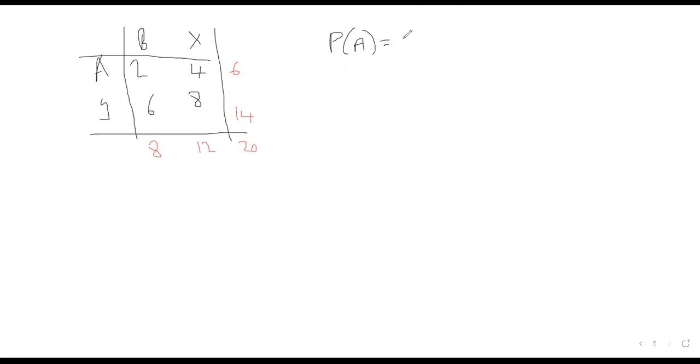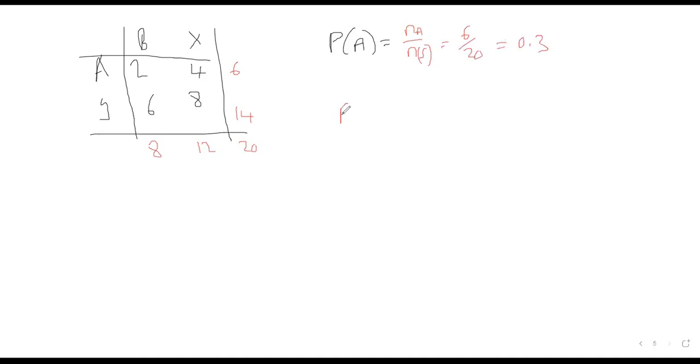So the probability of A is the number of elements in A over the total sample space. So how many do we have? A is 6 out of the total, which is 20. You get 0.3.